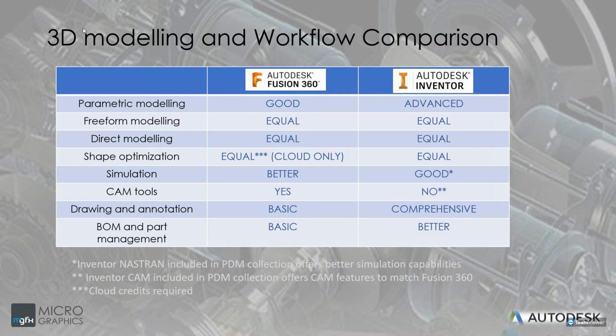Shape optimization is basically generative design. So it can basically calculate for you the strongest, lightest way to design the part if you just give it certain parameters. Okay.